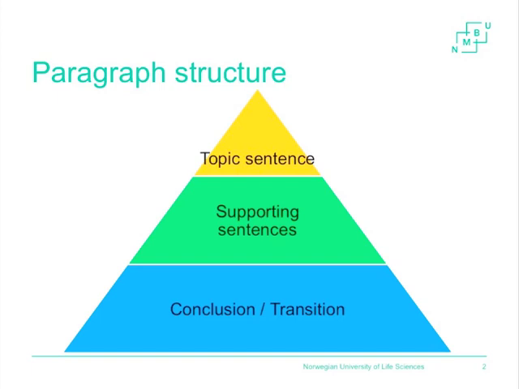The topic sentence should clearly indicate what this paragraph is about and should be rather general at the same time as it's presenting some interesting information. The rest of the paragraph should then contain more specific information and details related to the topic that you introduced in the first sentence, before you round off the paragraph with a conclusion or transition sentence.